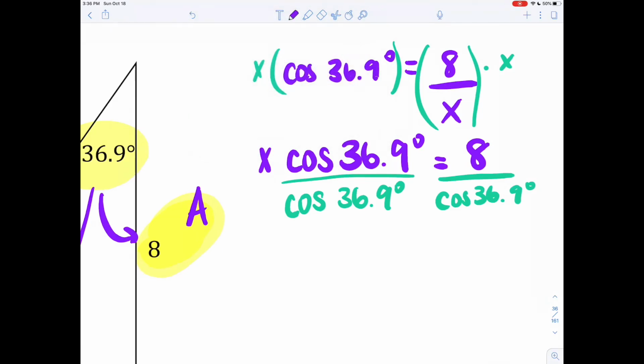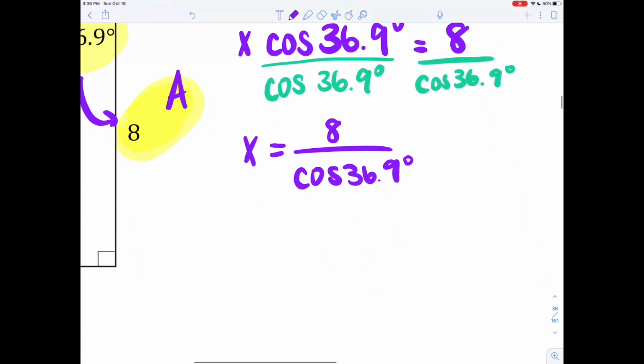When we do that, we are left with x is equal to 8 divided by the cosine of 36.9 degrees. And again, we're feeling a lot better about this. We could go ahead and plug this into our calculator, and we should end up with x is equal to 10.0.